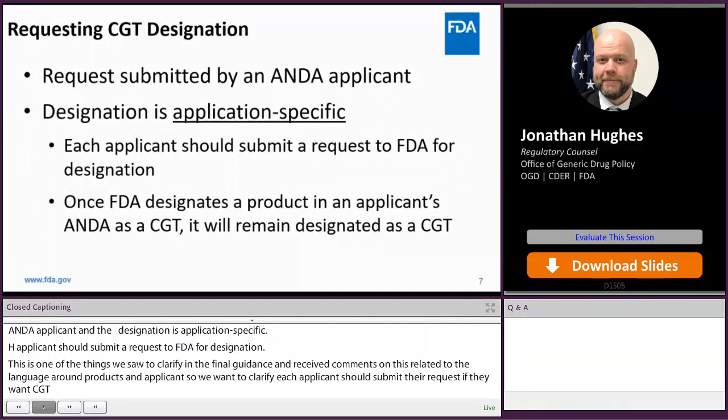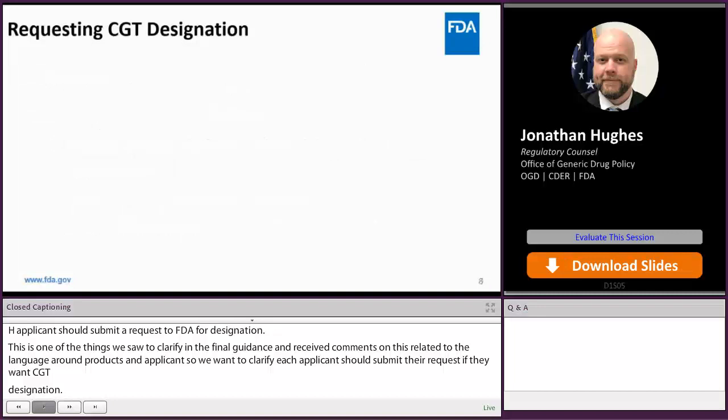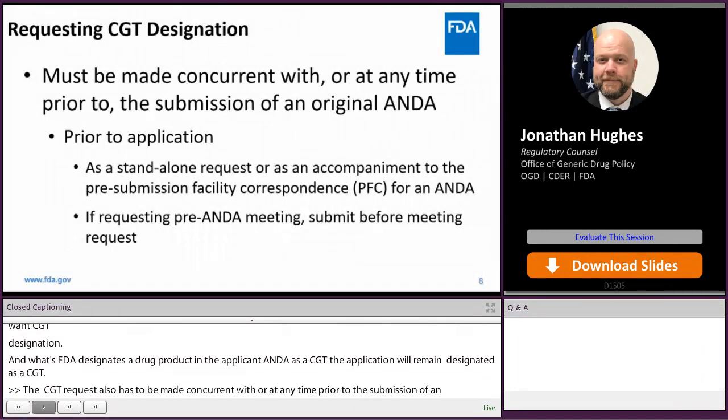CGT. The CGT request also has to be made concurrent with or any time prior to the submission of an original ANDA. Prior to the application, it can be submitted as a standalone request or as an accompaniment to the pre-submission facility correspondence, PFC, for an ANDA. If you're requesting a pre-ANDA meeting, we recommend submitting before the meeting request.